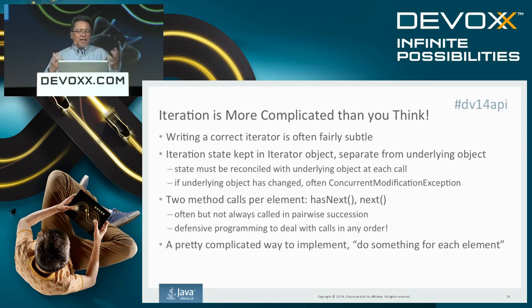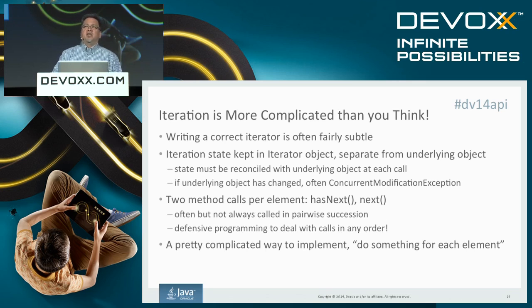And so why is iteration so complicated? Well, the API needs to return not only the next element, but it also needs to return a bit of meta information, which is, are there any elements left? So you might think, well, gee, maybe we should just have one next method that returns null if there's nothing there.